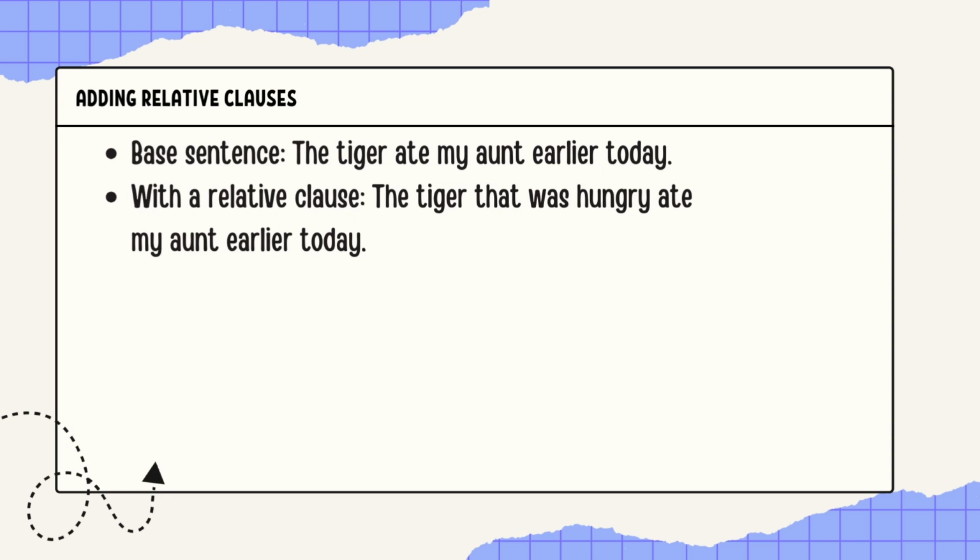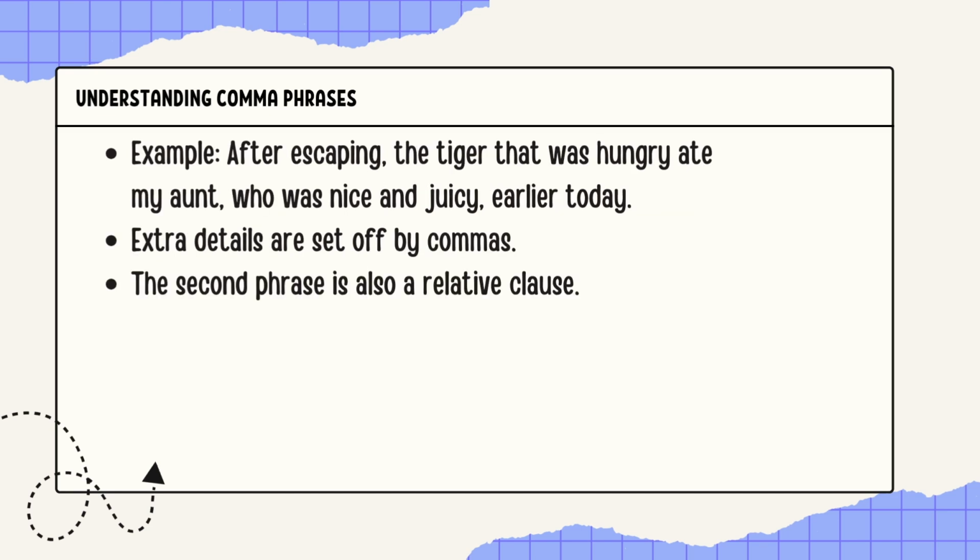Here's an example. The sentence, "The tiger ate my aunt earlier today," is complete. However, by adding "that was hungry," we provide more detail about the tiger, making the sentence more descriptive without affecting its completeness. Comma phrases like "who was nice and juicy" add extra information and are set off by commas. While these details enrich the sentence, they're not essential to its structure. So for example, after escaping, the tiger that was hungry ate my aunt, who was nice and juicy, earlier today.